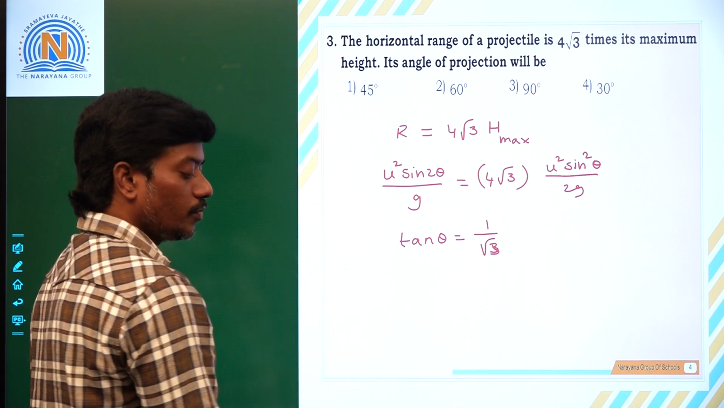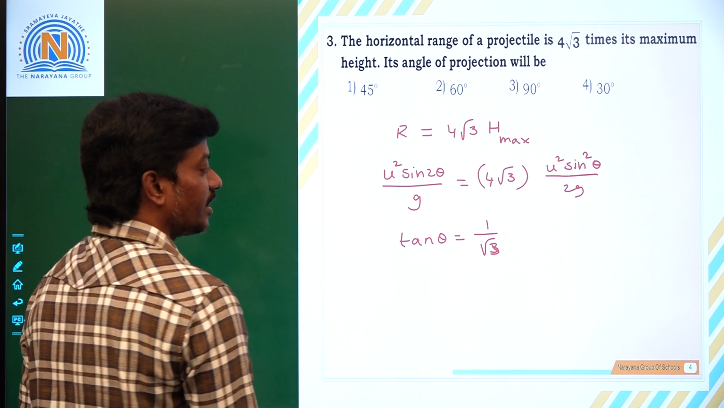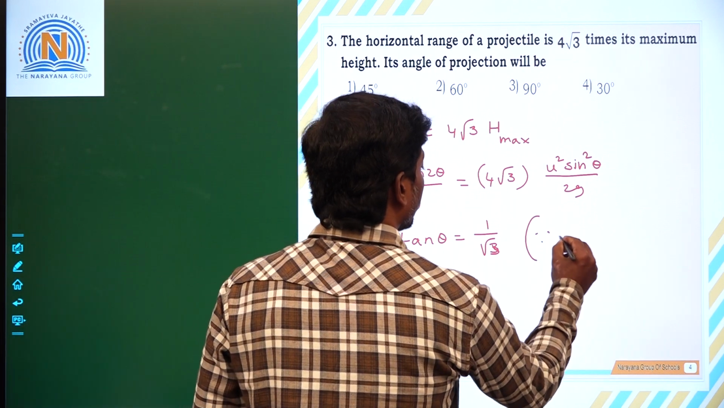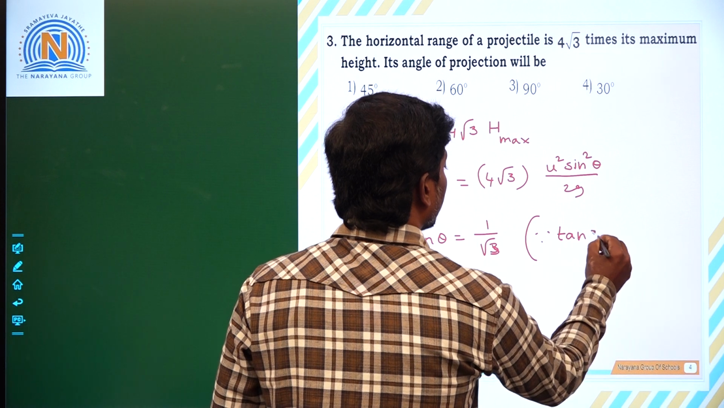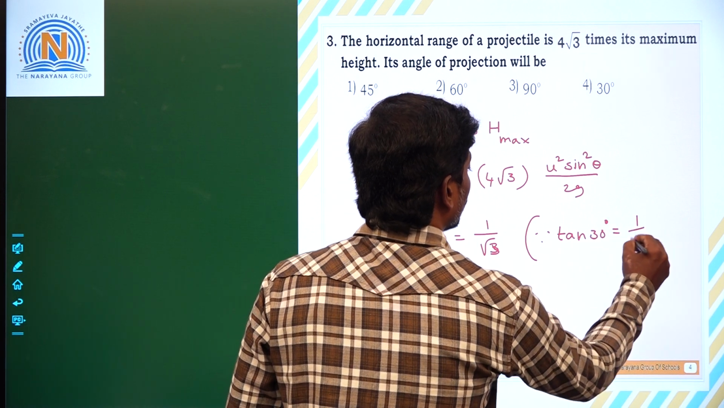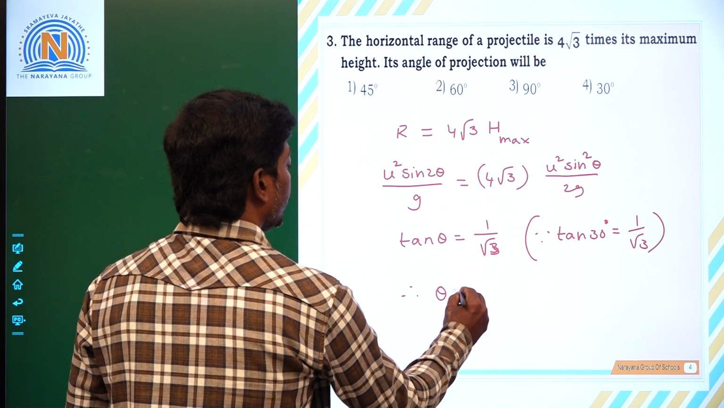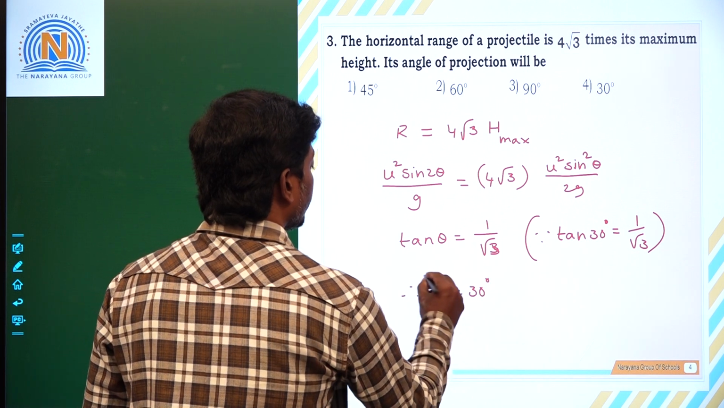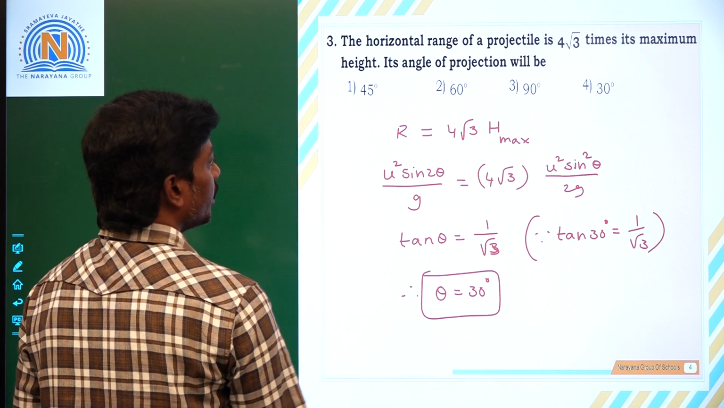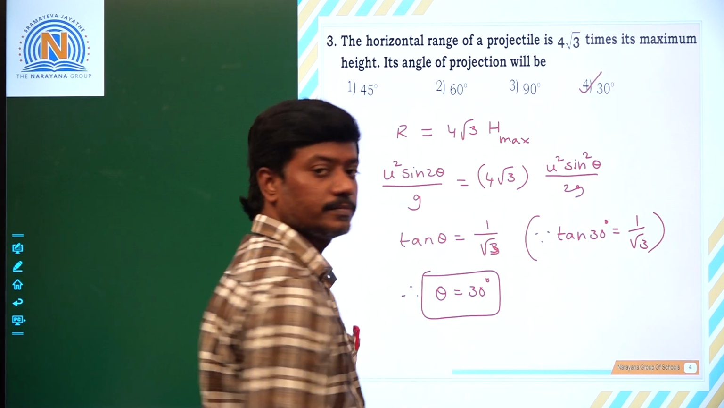Tan θ = 1/√3, and as we know, tan 30° = 1/√3. Since tan 30° = 1/√3, therefore the θ value is 30 degrees. According to this, the fourth option is correct.